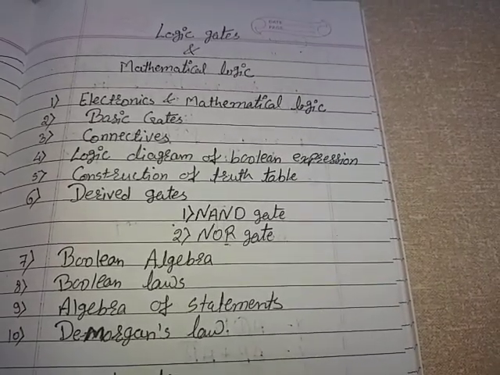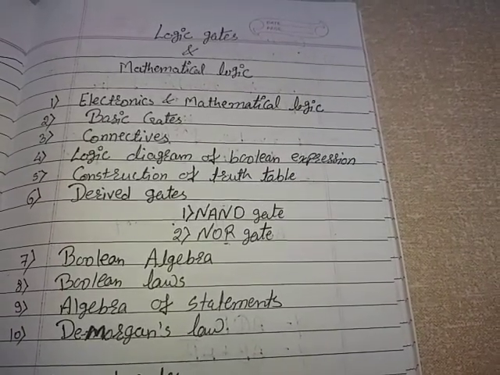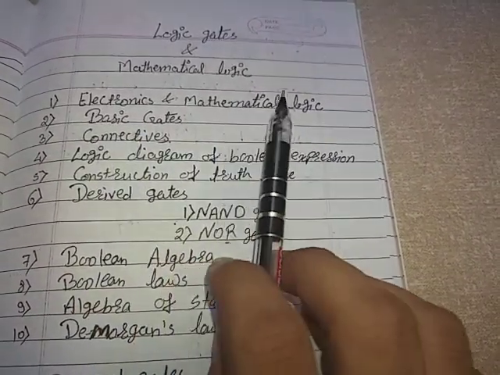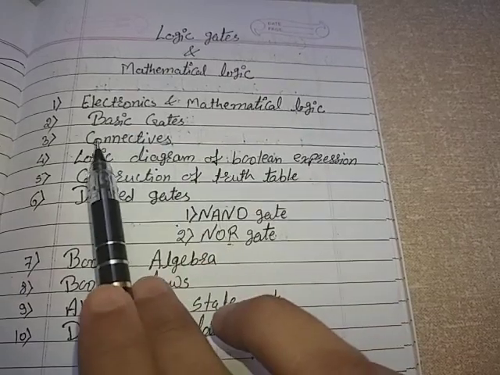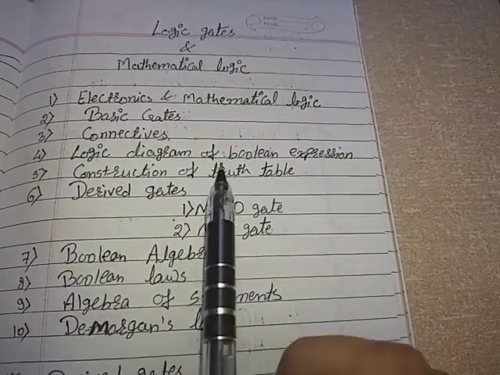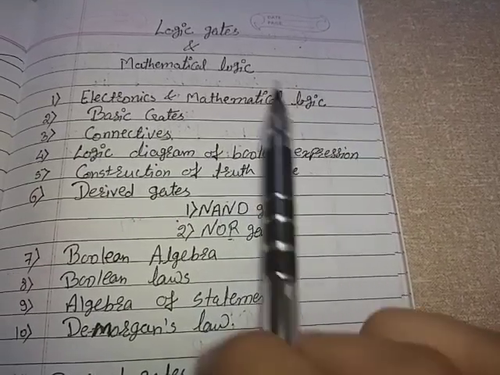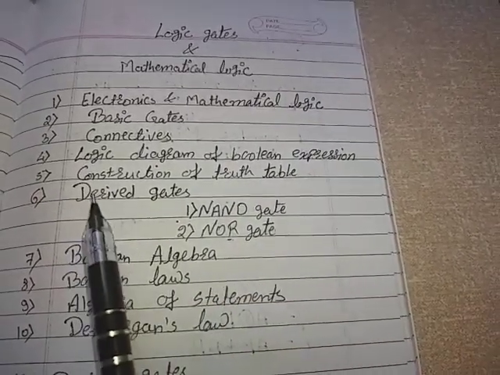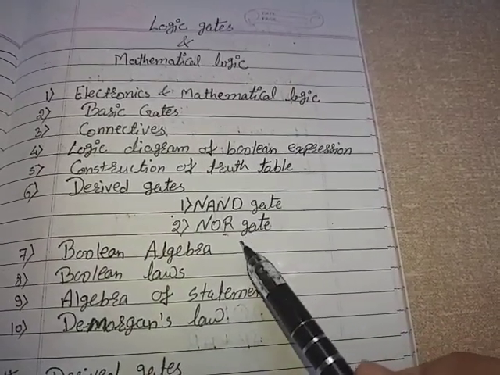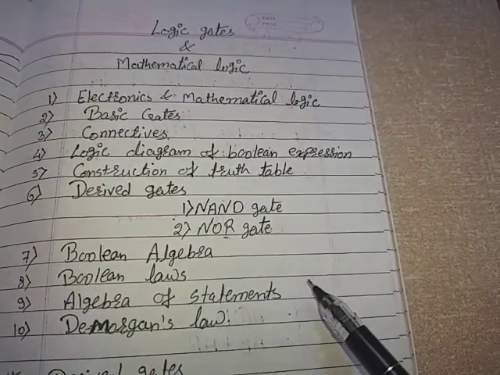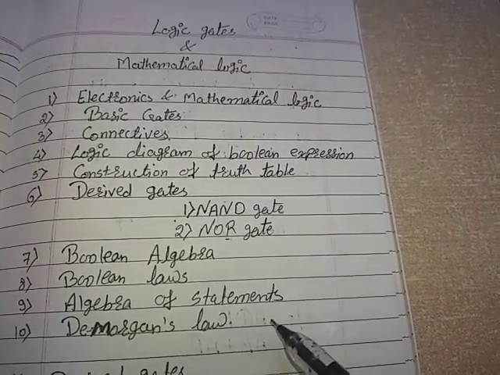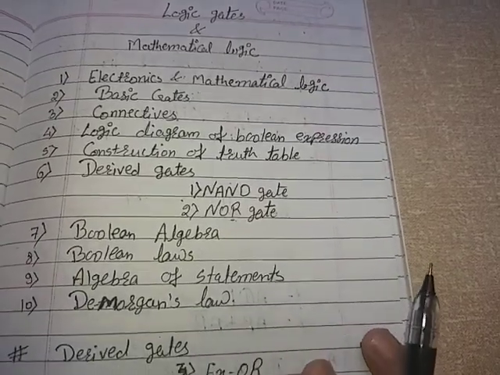Hello guys, in the chapter Logic Gates and Mathematical Logic, so far we have learned electronics and mathematical logic, basic gates, mathematical connectives, logic diagram of Boolean expression, construction of truth table for Boolean expression and for mathematical logic, two derived gates NAND and NOR, Boolean algebra, Boolean laws, algebra of statements and De Morgan's law. In case you missed them, the link is available in the description.